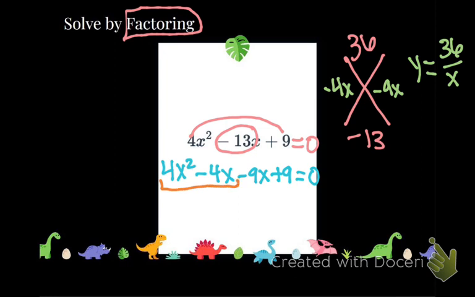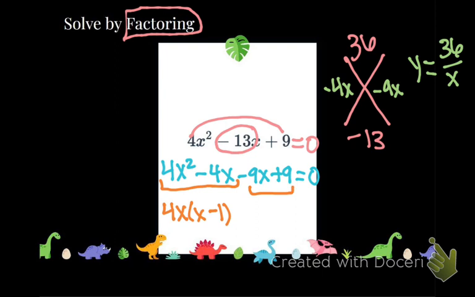What can I take out of 4x squared minus 4x? 4x. What's left when I divide that out? 1x minus... So they both have an X in common. Minus 1.